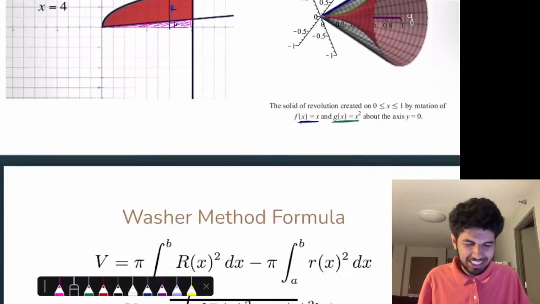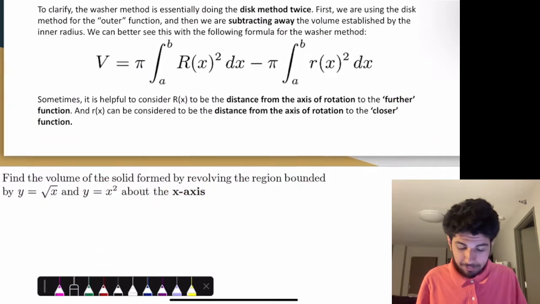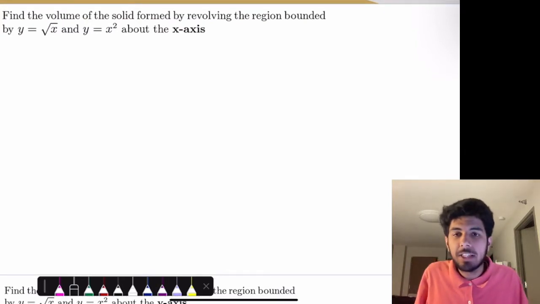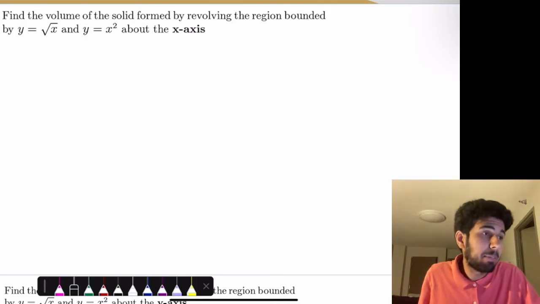Hopefully this is starting to make sense, because we're going to dive into some practice problems. In fact, we're going to do that right now. So the first one asks us to find the volume of the solid formed by revolving the region bounded by y equals square root of x and y equals x squared about the x-axis.